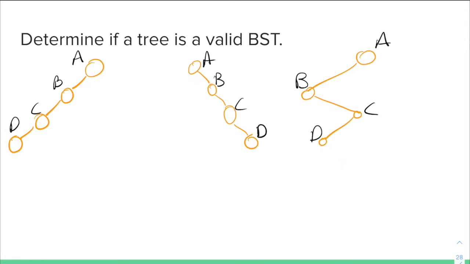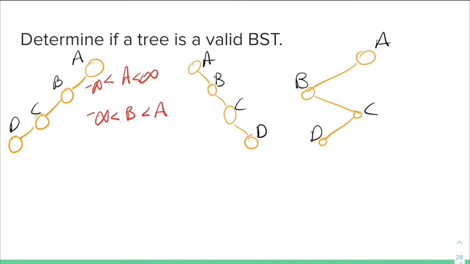In red is going to be the bounds. So initially we know a has to be less than infinity and greater than negative infinity. And those are just kind of stand-in bounds because a can be anything. However, we know that b is a left subchild. So b has to be bigger than negative infinity still, but it also has to be less than a.